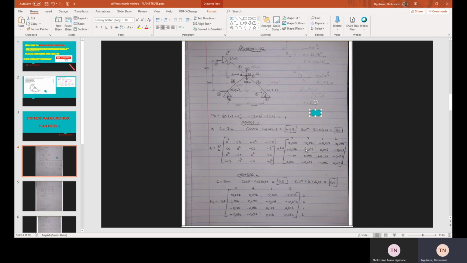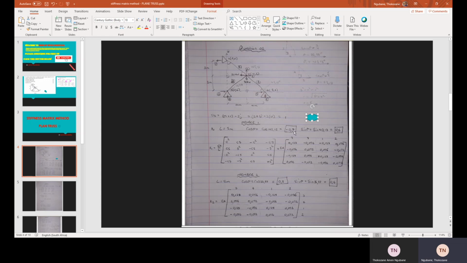Okay, the other thing here, remember we have EA over L in front of this matrix. Our length is 5 here, so we have EA over 5. In our question they say EA is a constant, so you don't have an exact value of EA, you're going to leave it as EA. And then let's continue.